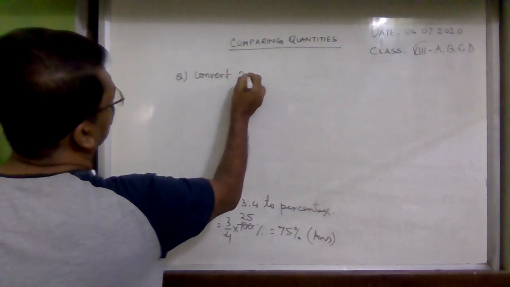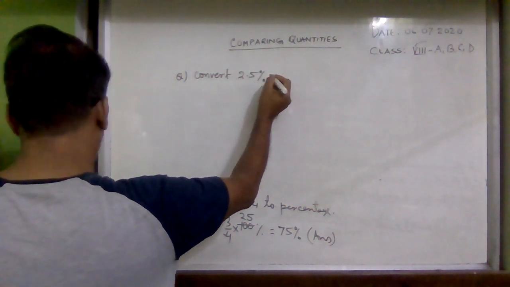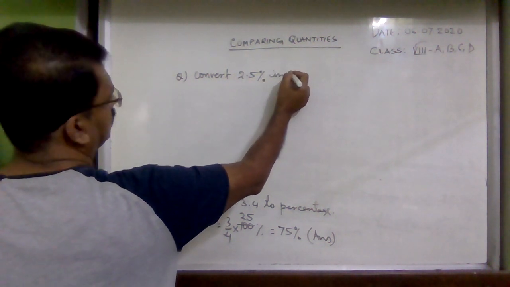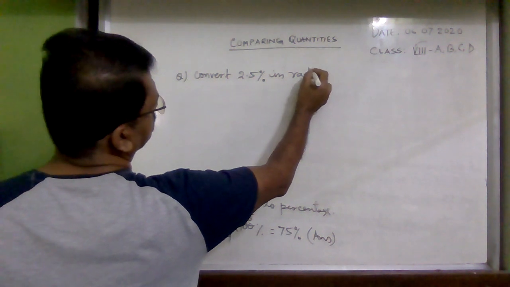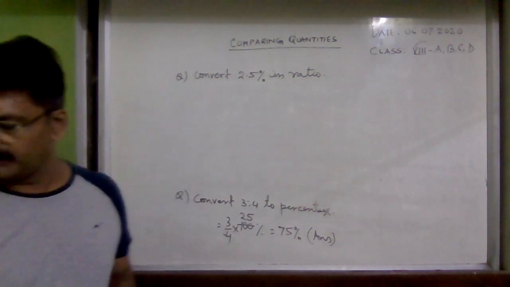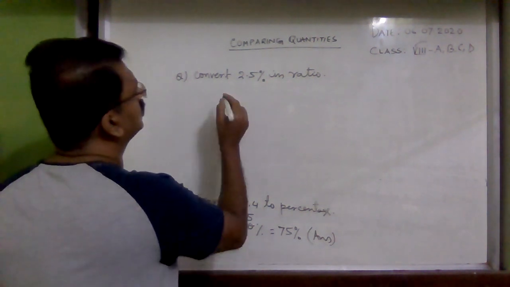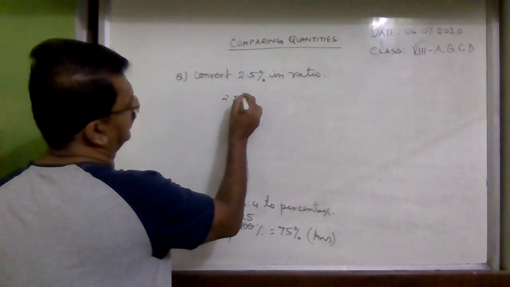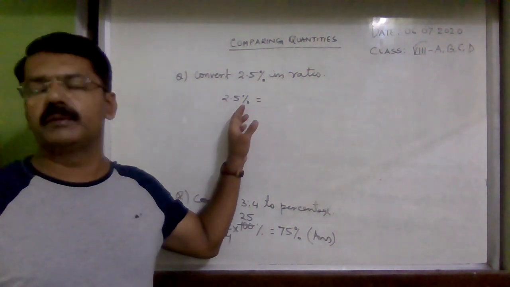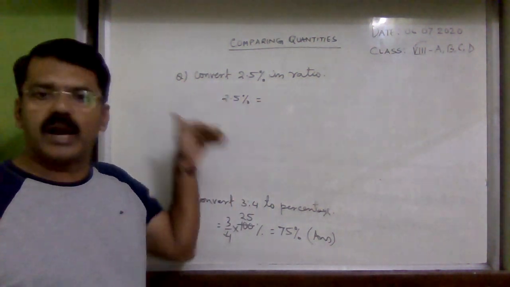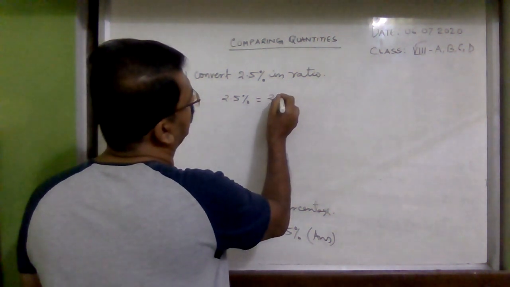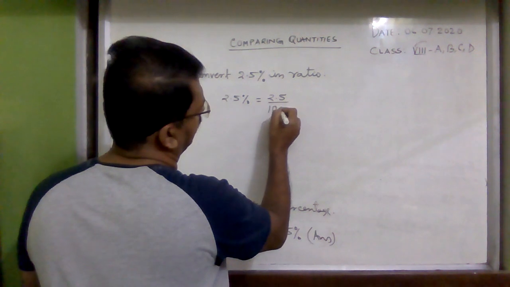Convert 2.5% in ratio. Convert 2.5% in ratio. So 2.5%. I told you that whenever you want to remove this percent sign, you have to divide the quantity by 100. It will be 2.5 upon 100 like this.